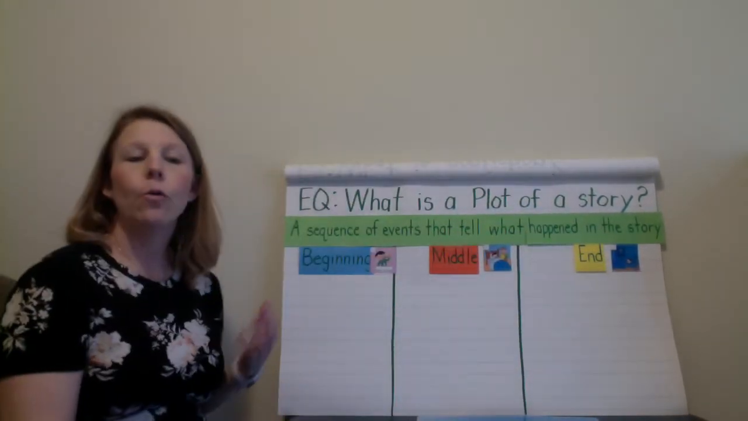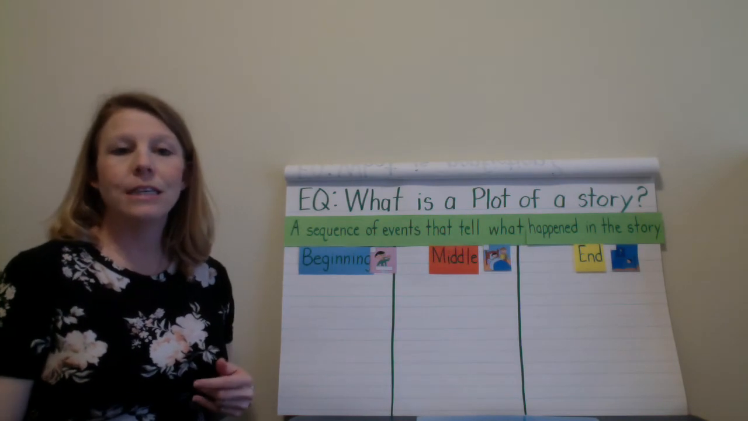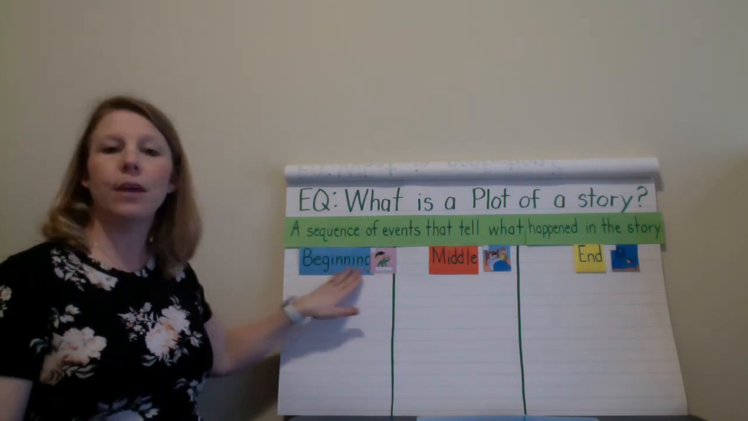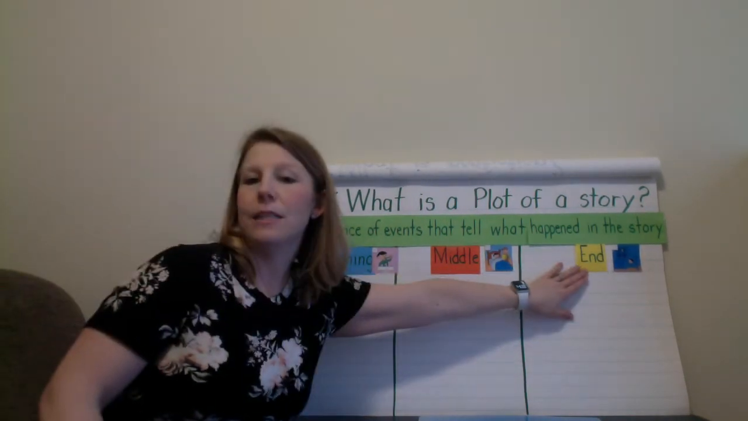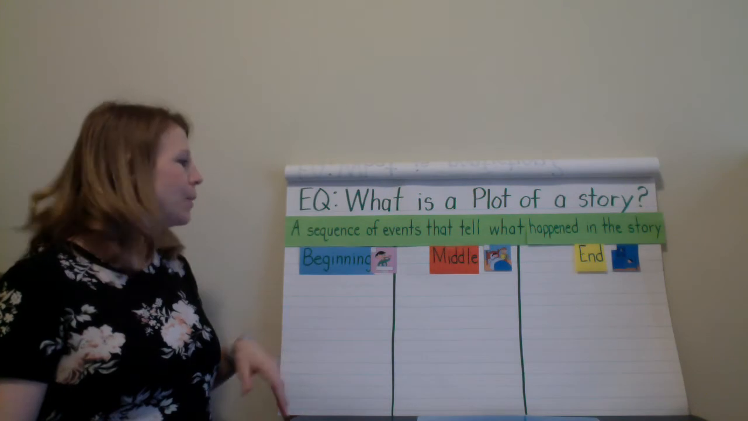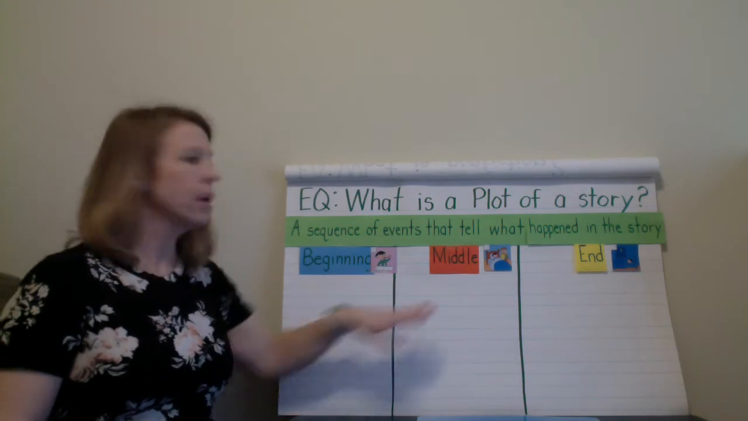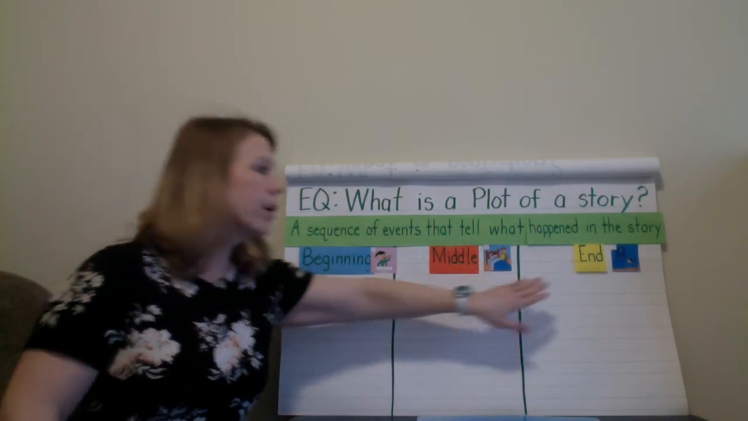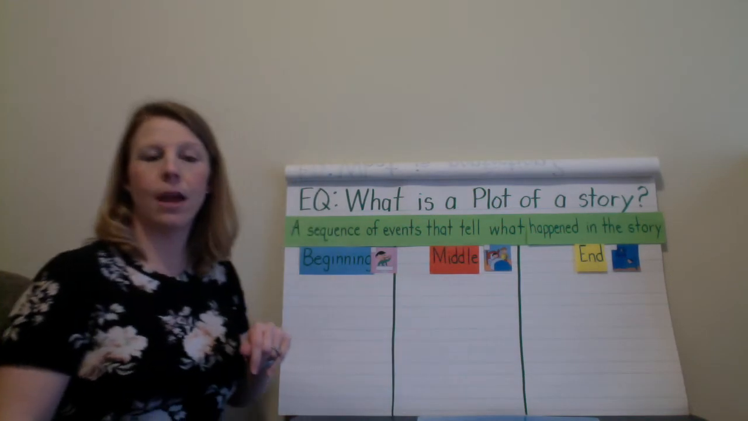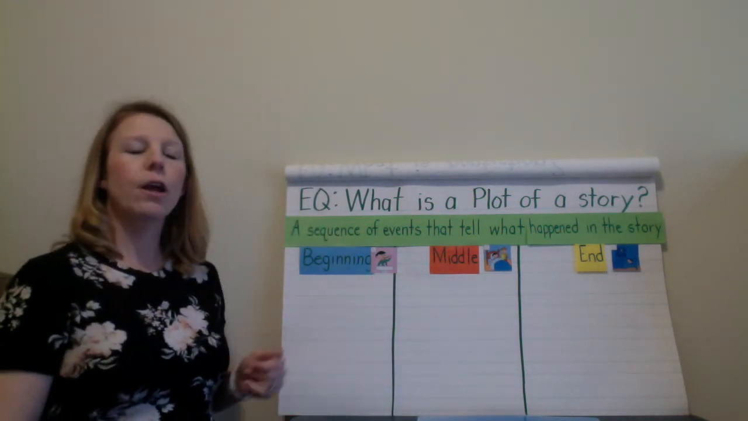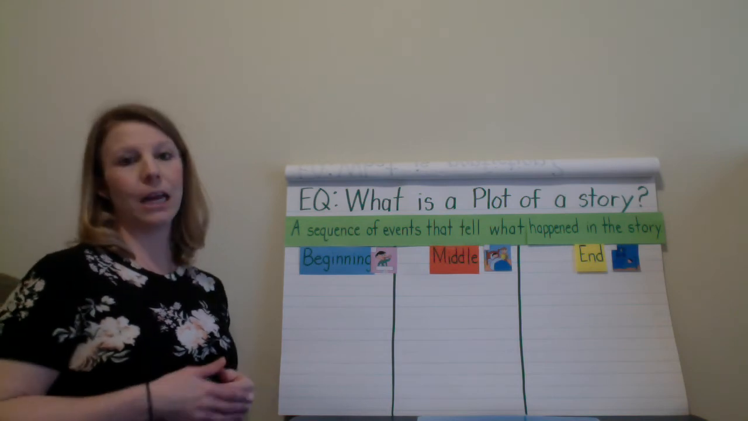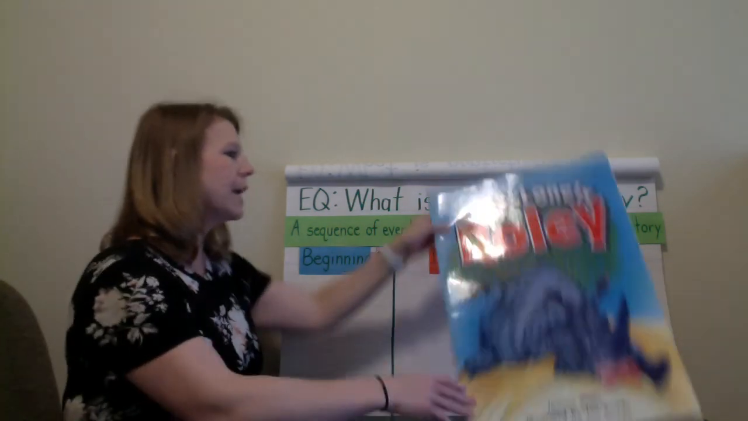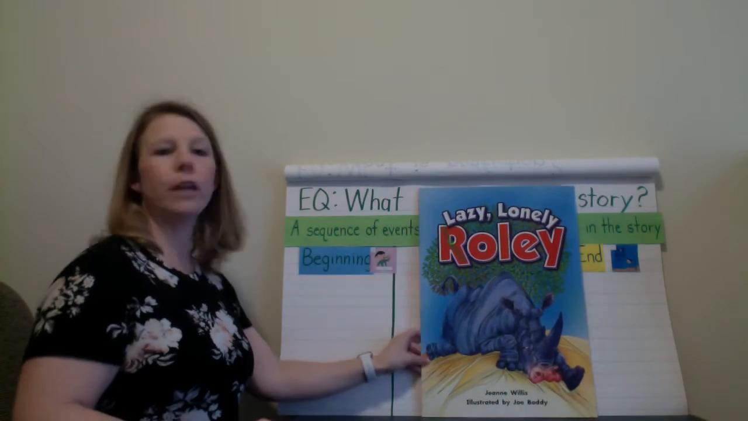Okay, so when we look at the plot or the sequence of events in a story, we look at what happens in the beginning, what happens in the middle, and what happens at the end. Or in this case, we use the pictures: brushing our teeth, reading a book, sleeping. So they have to happen in order so that readers, like you and I, understand what's happening in the story. So we're going to take a look at Lazy, Lonely Rolly.